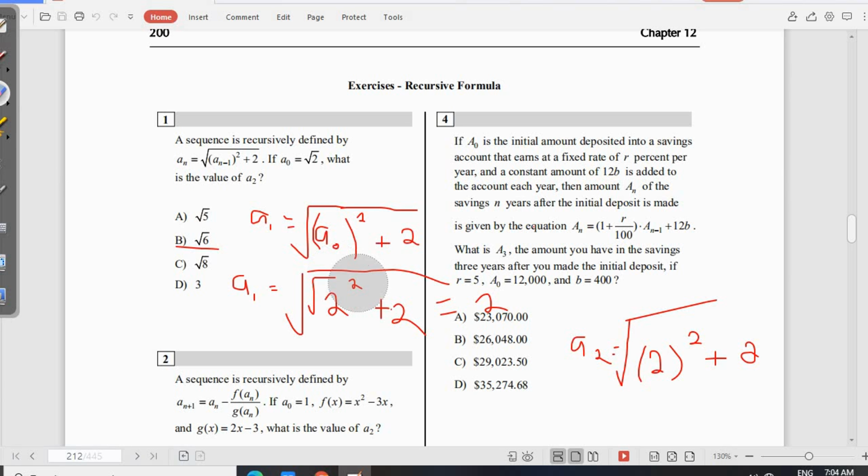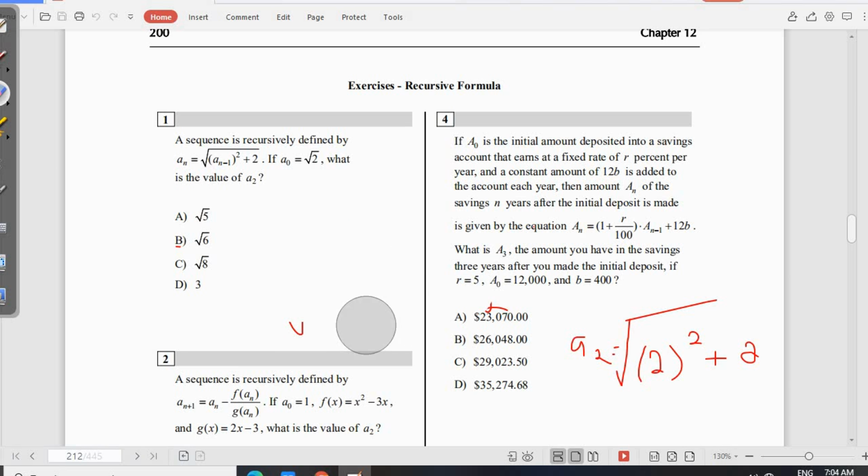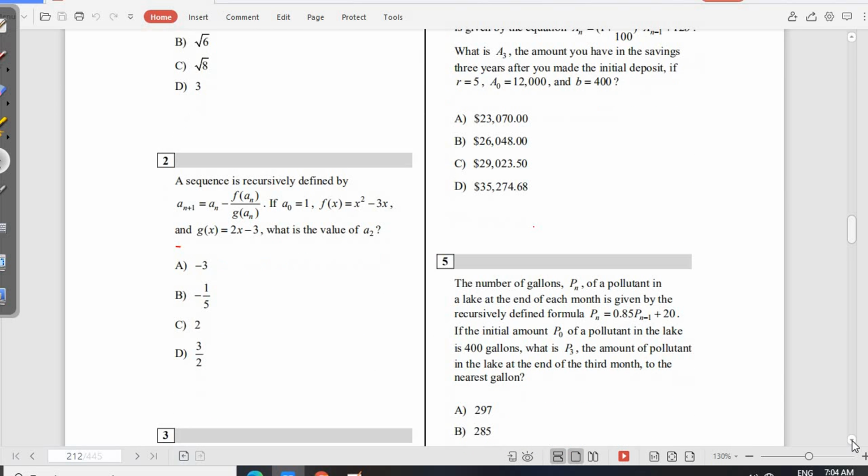Alright, let's move on to the next one. A sequence is recursively defined by an plus 1. All these are SAT 2 questions, and you are writing SAT 2 from what we're talking about. So let's look at this. A sequence is recursively defined by an plus 1 equal to an minus f of an over g of an, if a0 equal to 1, f of x equal to x squared minus 3x, and g of x equal to 2x minus 3. What is the value of a2?